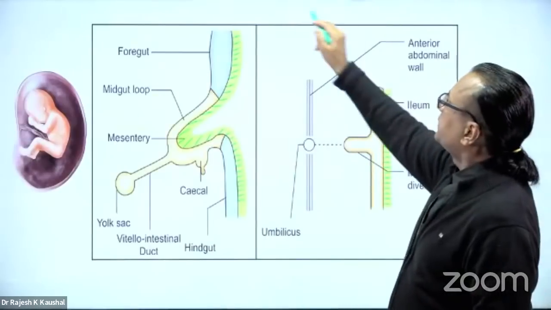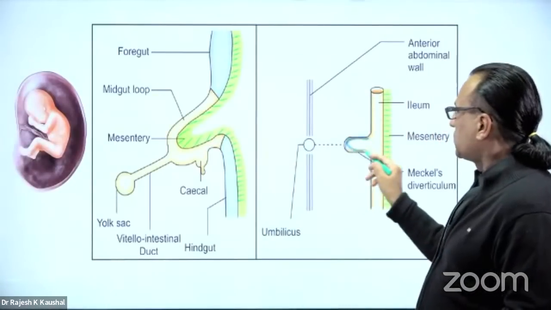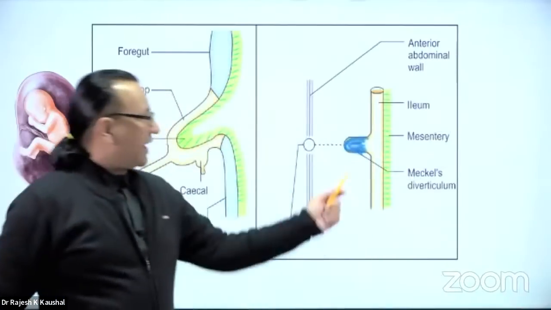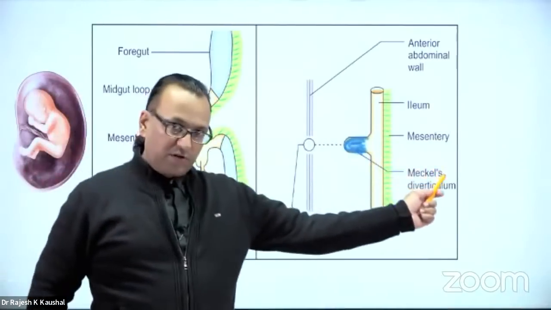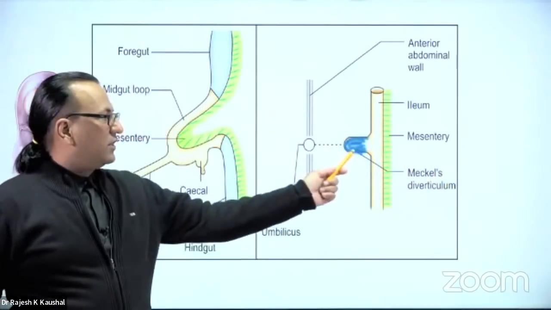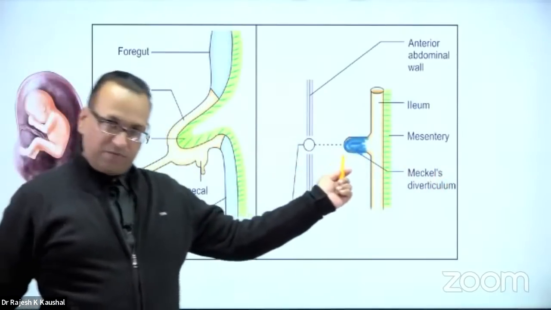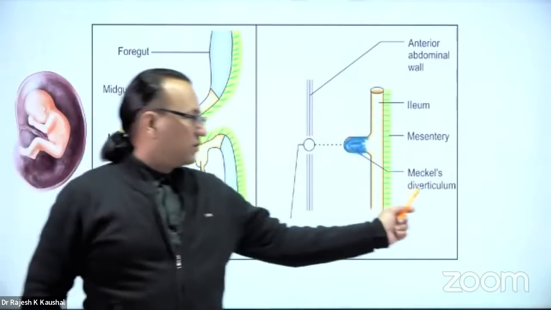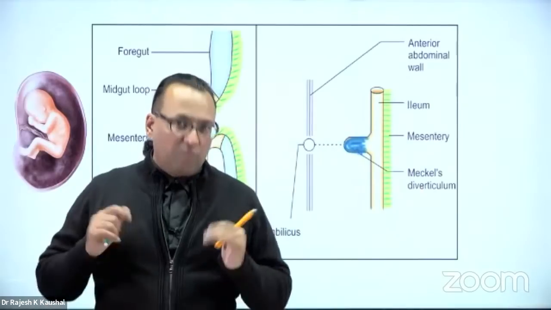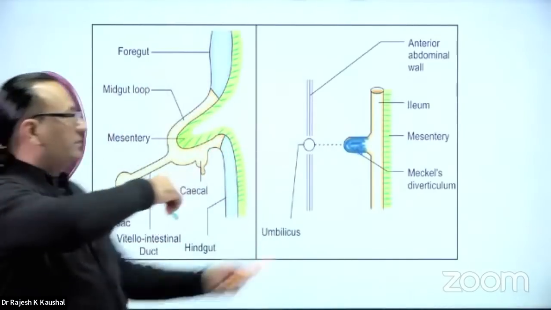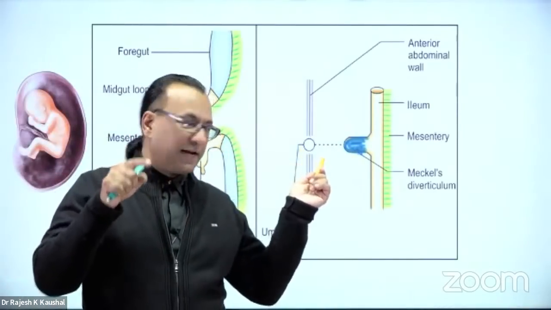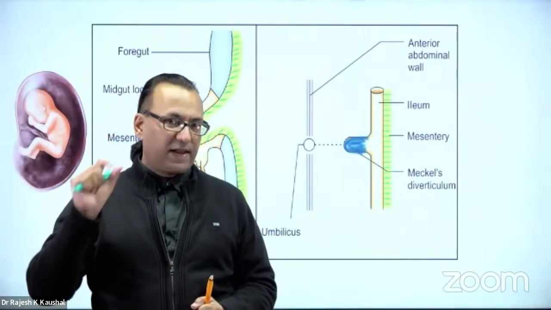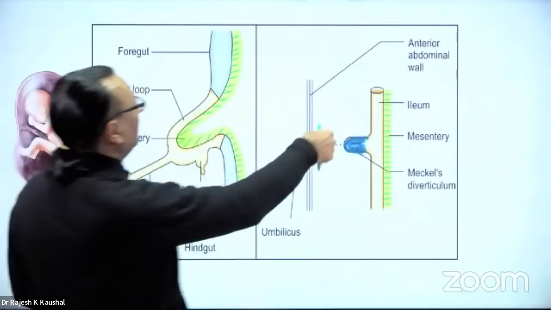And if it is persisting, you can see it is called the Meckel's diverticulum, and it will be attaching to the anti-mesentery border towards the umbilical side. There could be a fibrous adhesion with the umbilicus on the anterior abdominal wall, and this diverticulum may actually open to the umbilical side, or it may present with altogether different varieties. Let me show the varieties they can present with.